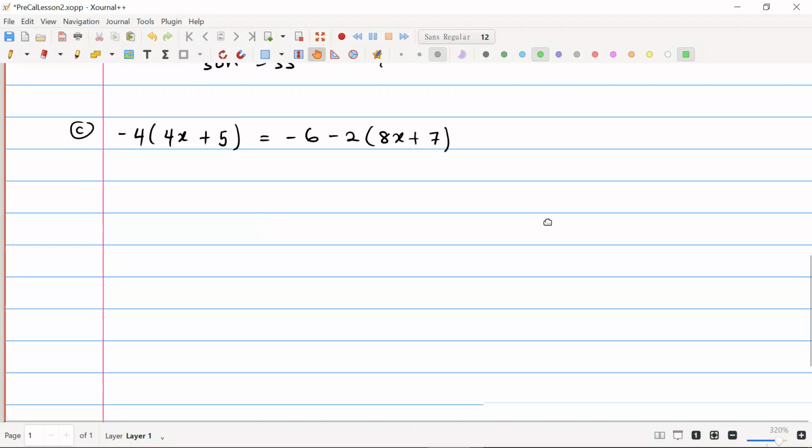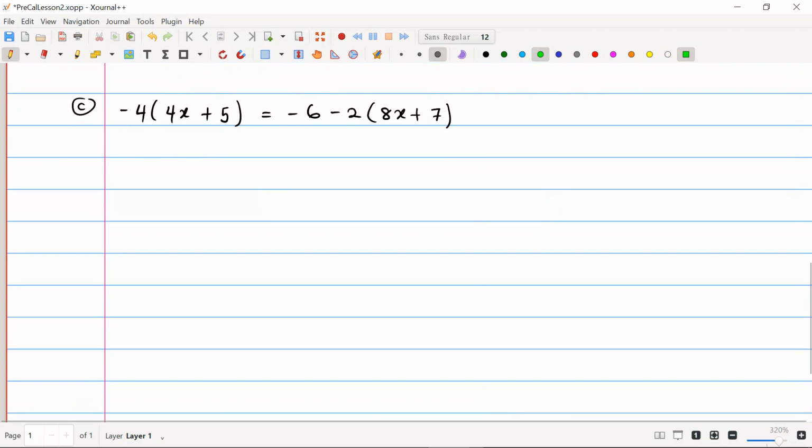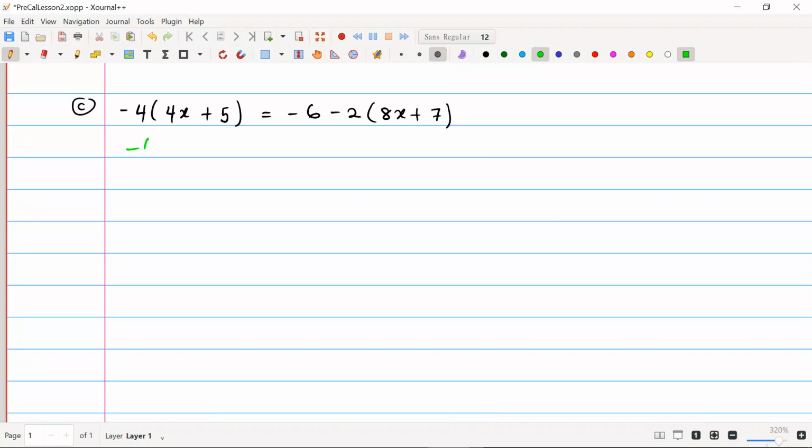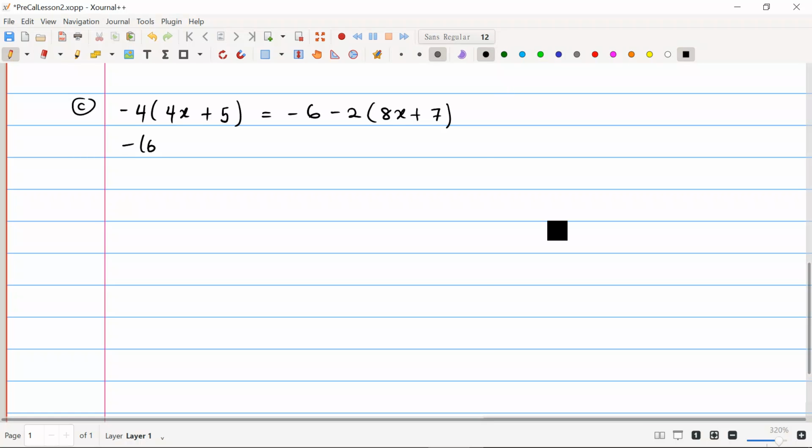Now let's check the other one. With this, I'm going to distribute again through by negative 4, so I'm going to have negative 16x minus 20, right? This should be equal to negative 6 minus 16x minus 14. Now I have negative 16x minus 20 on the left. Negative 6 and negative 14 give me negative 20 minus 16x.